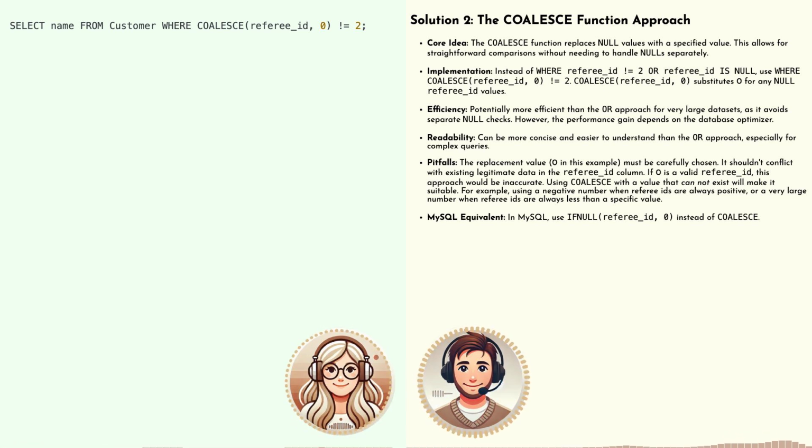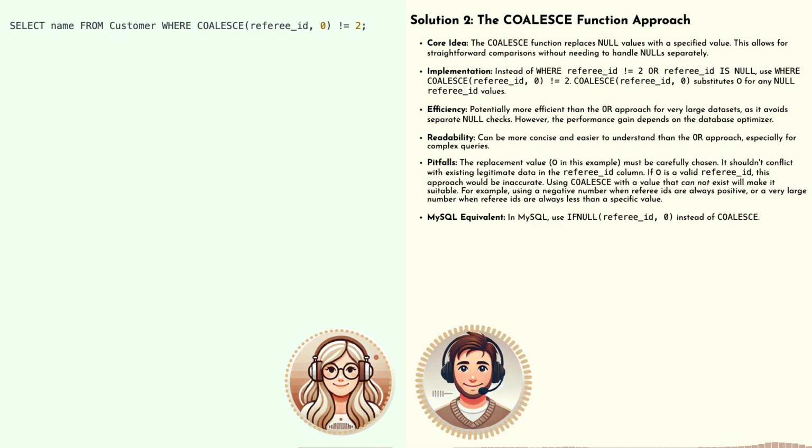So in pseudocode, we'd say something like, for each customer, apply COALESCE to the referee, replacing NULL with 0. Then check if that output is not equal to 2. Am I getting that right? You nailed it. It's a clever way to handle NULL values concisely. This is making a lot more sense now. I'm seeing how COALESCE can streamline things.